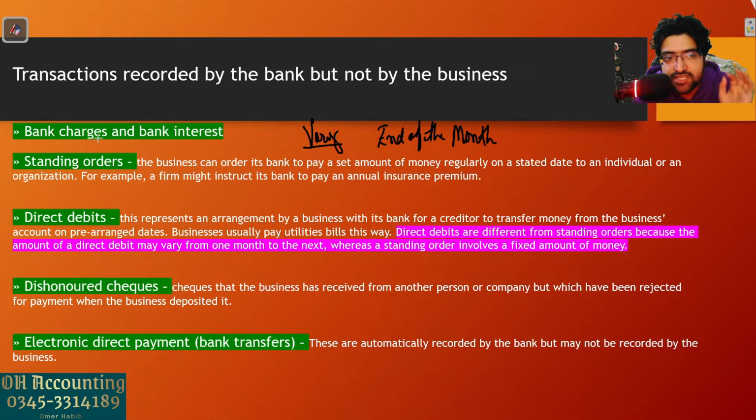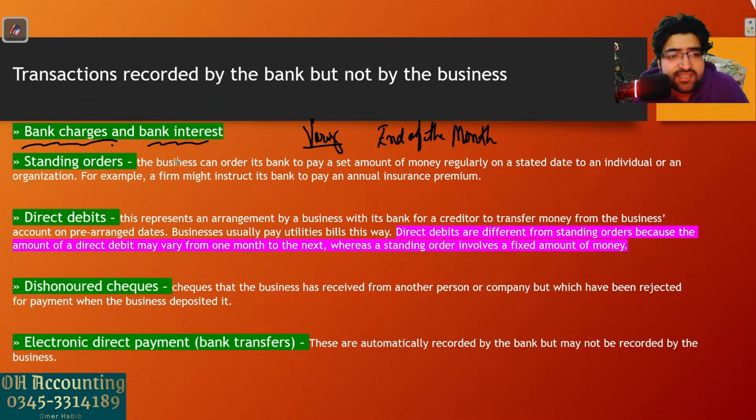So things such as bank charges and bank interest are recorded by the bank, but we have not recorded these in the cash book because we were not aware or we missed out something. So we include these after we receive the bank statement at the end of the month, because these things are usually calculated at the end of the month by the bank anyways.